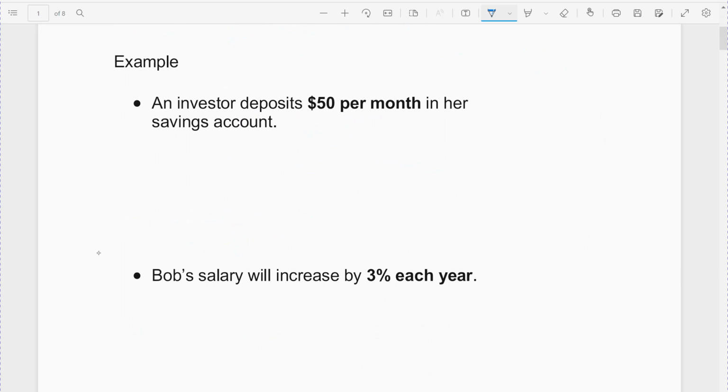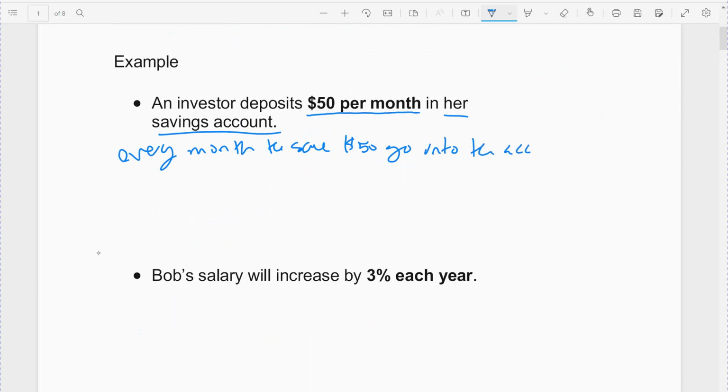An investor deposits $50 per month in her savings account. That means every month the same amount goes in. In the first month it's $50, and in the 5th month, it's $50. So x months away, you're still going to add that many $50. And so that would be my slope. My slope would be 50.